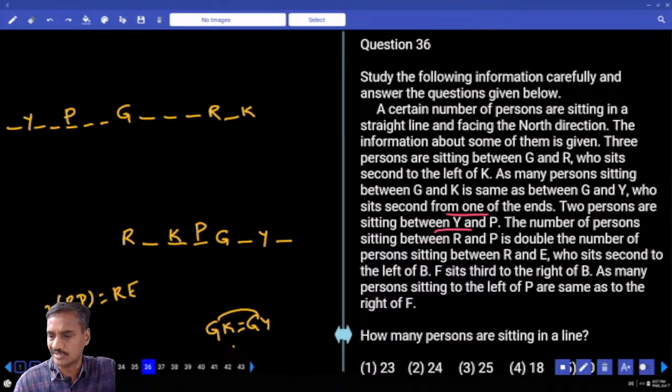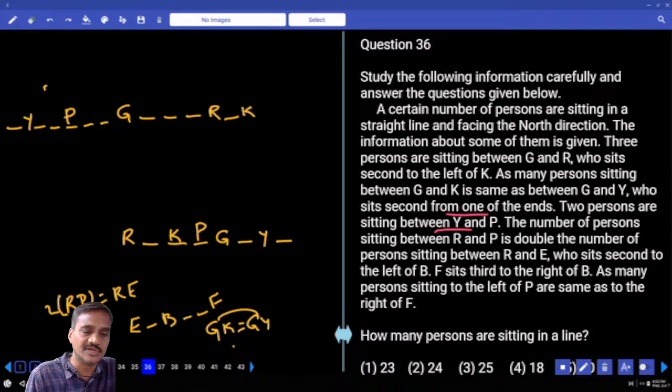And E sits immediate second to the left of B. E is seated second to the left of B. Number of persons between R and P is double the number of persons between R and E. And F sits third to the right of B. F is third to the right of B. As many persons sitting to the left of P are same as right of F. Now here left of P, how many are there? There are only 4. And right of F, we need to have 4 people. 1, 2, 3. Then right of F, there are exactly 4.